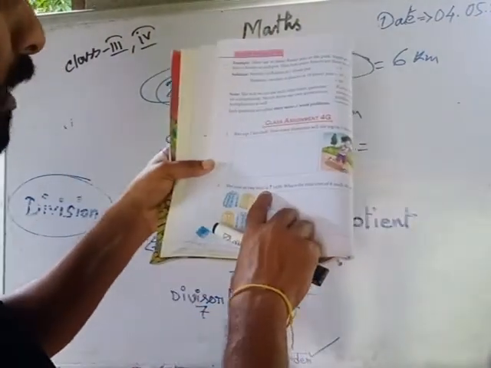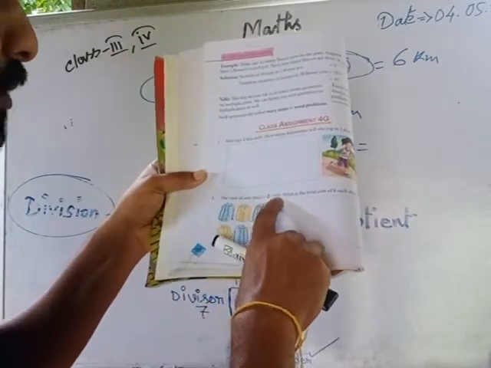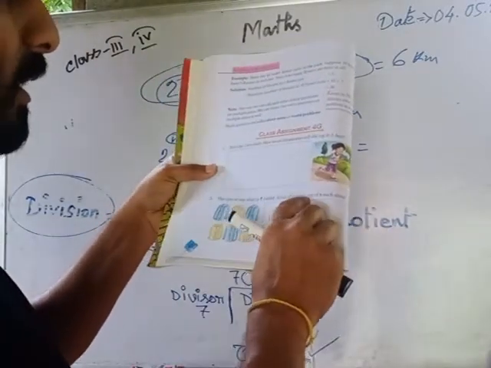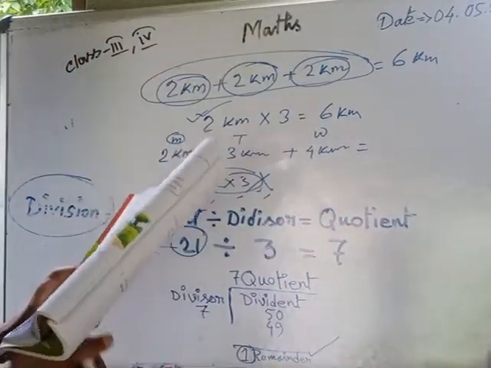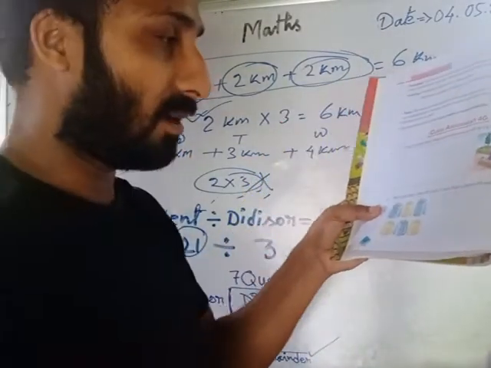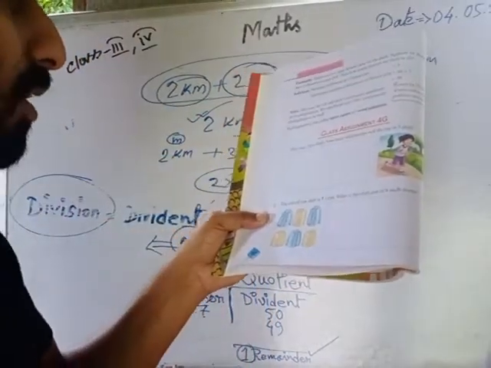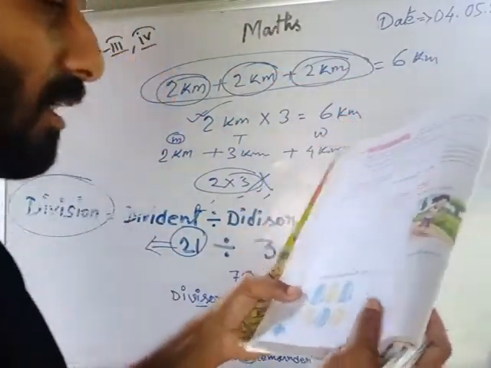The cost of one shirt is 1450. What is the total cost of 6 such shirts? That means each and every shirt is at the equal rate. At that time, equal price, we should multiply the numbers.